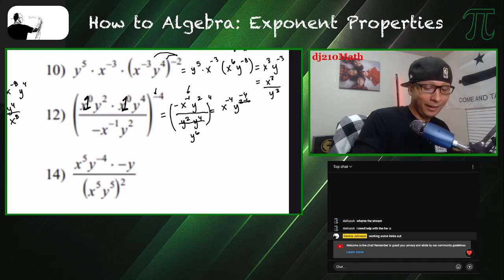Now I'm going to apply the 4 to it. So 4 times 4 is 16. So this should be negative 16. Which final answer will be 1 over x to the 4th, y to the 16th.